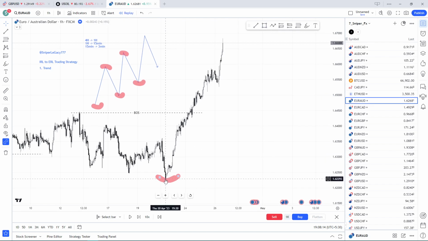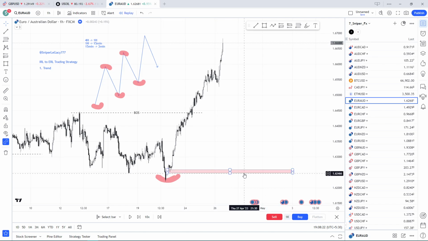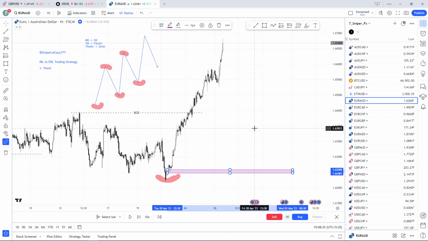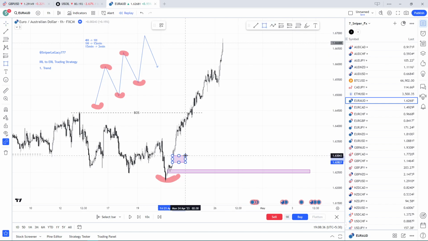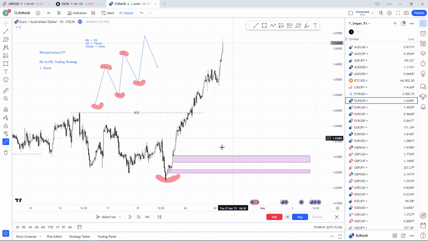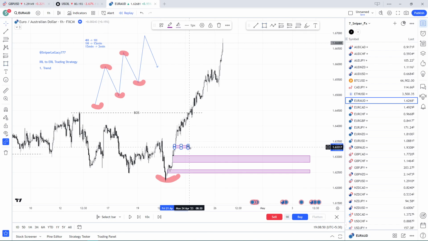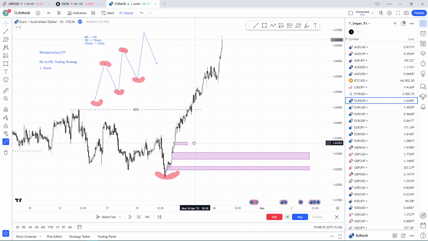If I start from the bottom, the first FVG that I am able to find is this one, the first and bottommost FVG on the 1 hour time frame. Now I'm going to mark the second FVG, that is here. And now I'm going to mark the next available FVG, that is this one.